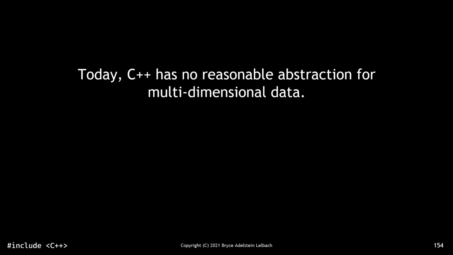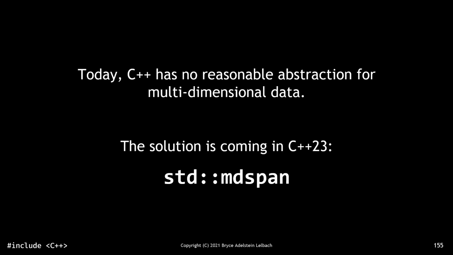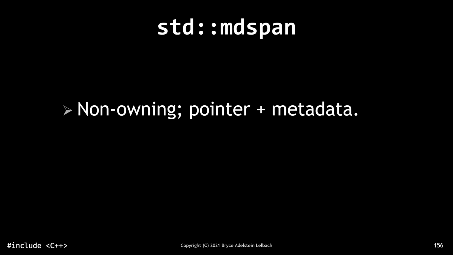Today, C++ has no reasonable abstraction for multidimensional data. This is unfortunate, as many of the interesting compute-heavy problems that benefit from parallelism have a multidimensional shape. That's why we're introducing mdspan, a multidimensional span type, in C++23. It's very similar to the one-dimensional span introduced in C++20. mdspan is non-owning. It's just a handle to some underlying data. It doesn't manage the lifetime of that data. mdspan is cheap to copy. It just contains a pointer and metadata describing the size and shape of the structure.